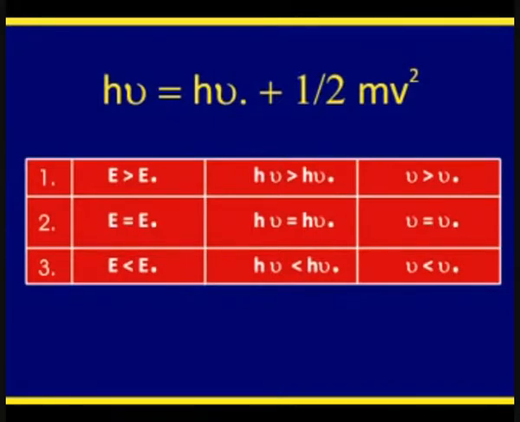And therefore, we understand that if E is greater than E dot, accordingly nu is greater than nu dot, that means the electron will eject out. That is, photoelectrons will be ejected. If E equal to E dot, then in the second case, nu equal to nu dot means again photoelectrons will be ejected. But if E is less than E dot, then nu will be less than nu dot, meaning electrons will not be ejected.